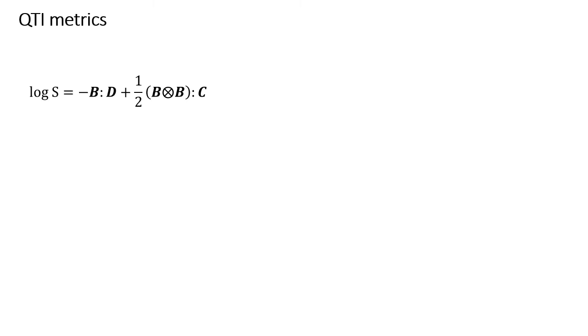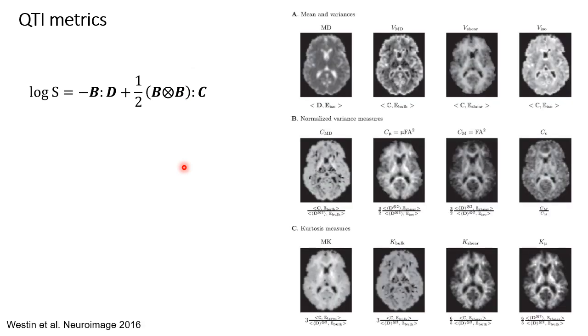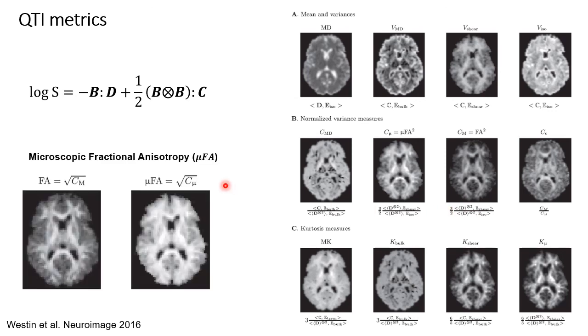Another thing that is important to note is, although in this talk I focus more on the use of QTI to distinguish different kurtosis sources, this tensor allows the extraction of several other measurements. So here are just some examples that are in this following paper. Due to time constraints, I will not have the time to explain all the different contrasts.